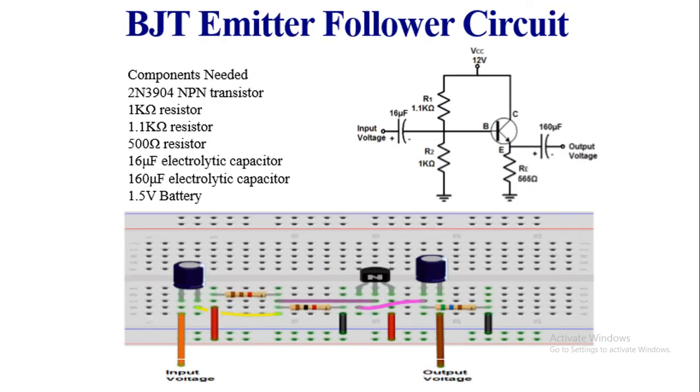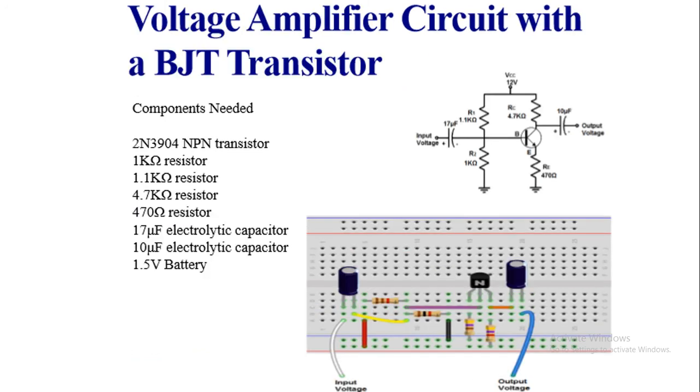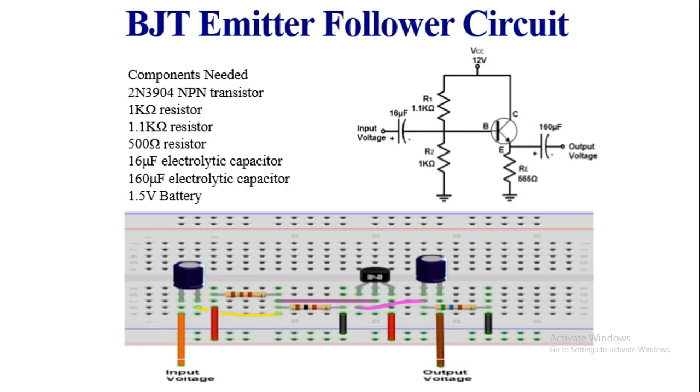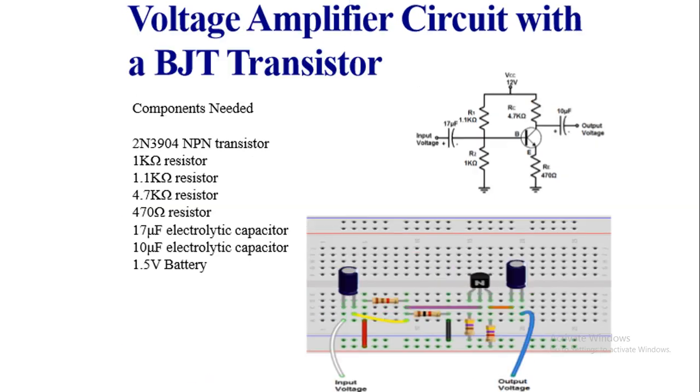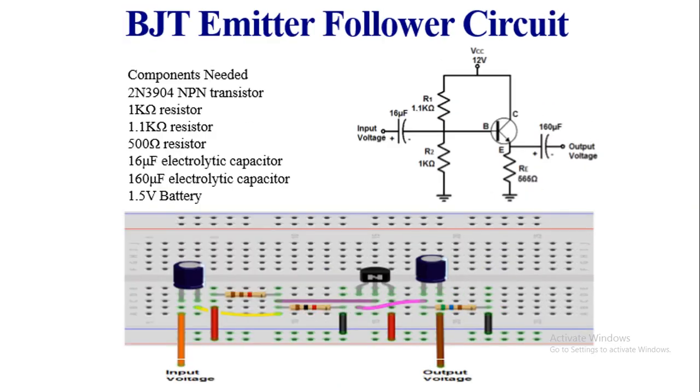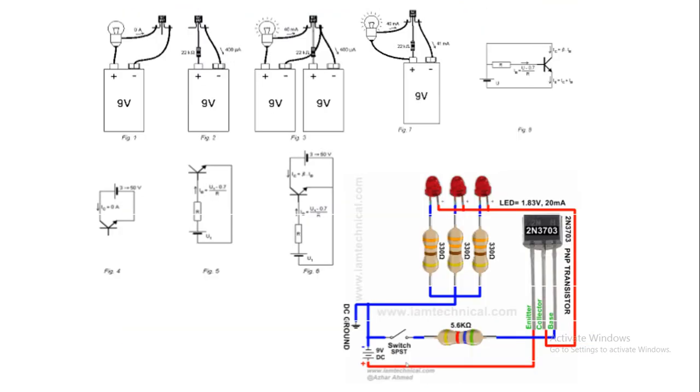Okay. BJT emitter follower circuit. Its components and diagram are like here. It's the same as this one, but there is a difference: no resistor is connected to the collector of the NPN BJT. Okay, and we have this, we saw it before.